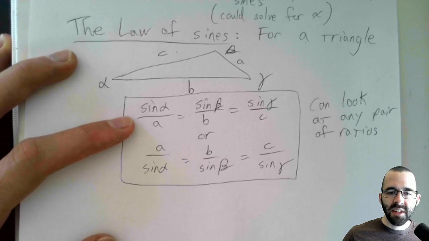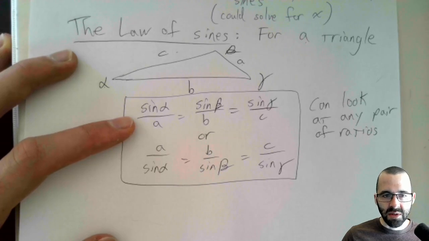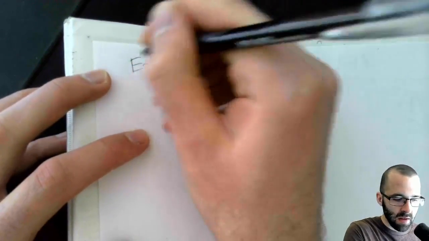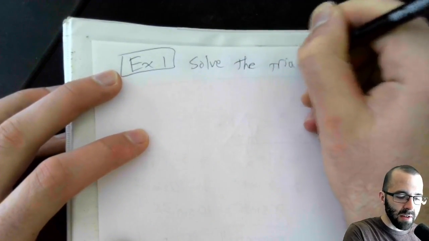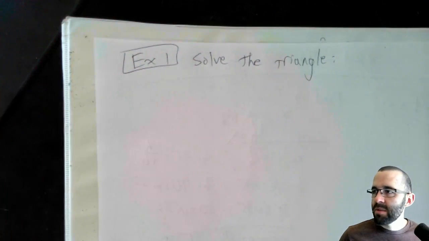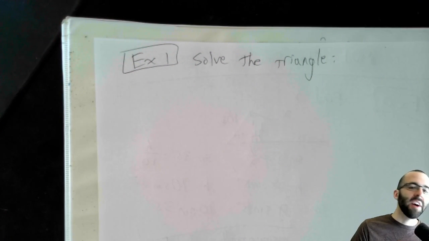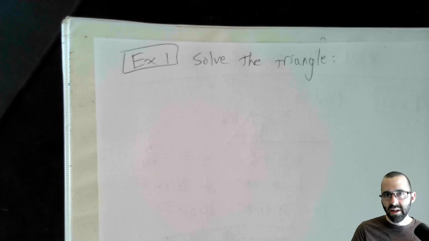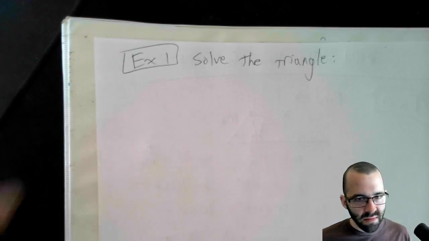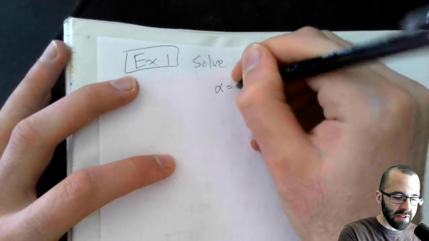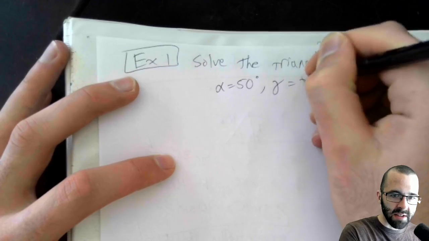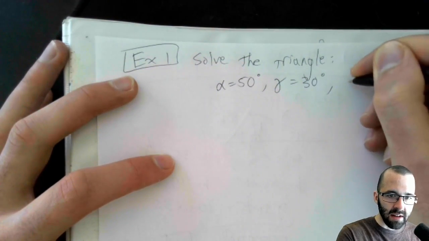All right. So let's get into the first example and let's use this. Okay. Example 1. Solve the triangle. And again, remember back to chapter 7, when we solve triangles, that just means find all the angles and all the sides. Okay. So let's say you have some triangle where alpha is 50 degrees, gamma is 30 degrees, and A is 10.